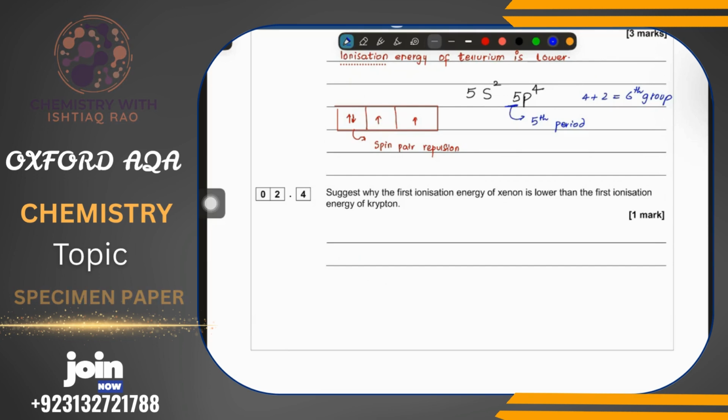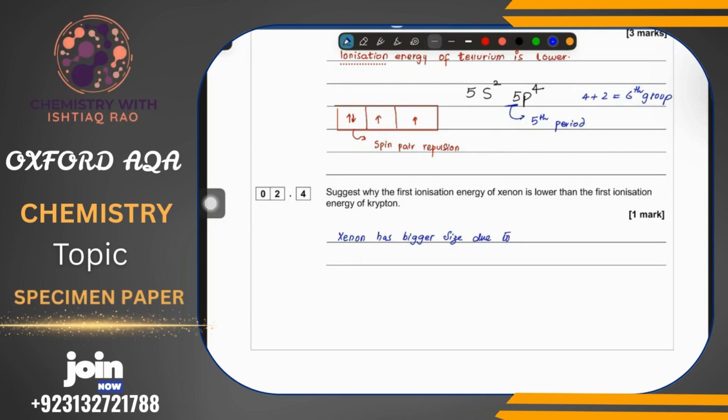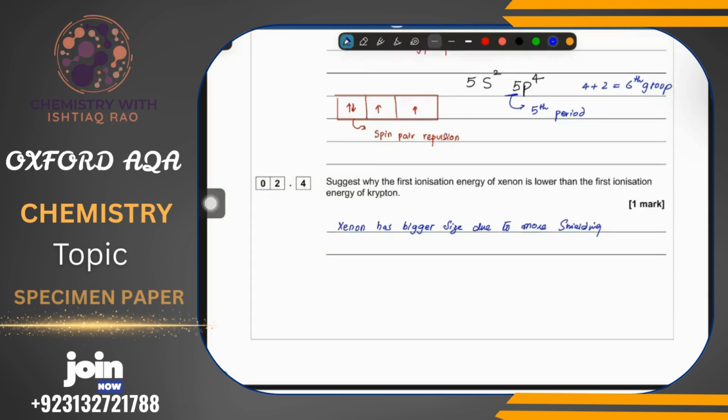Due to more repulsion, atomic radius increases, so it's easier for the electron to leave. That's why xenon is lower, right? Xenon has a bigger size, isn't it? Yep, exactly. Due to more shielding, the electron can be removed easily.